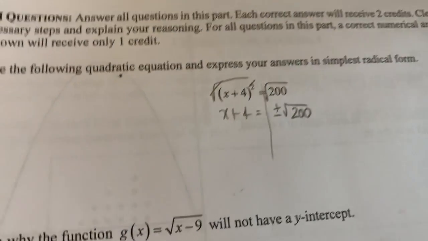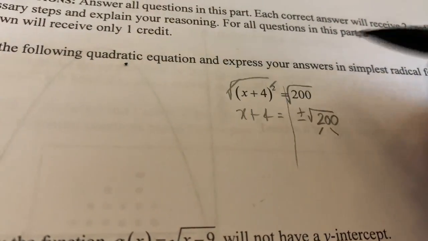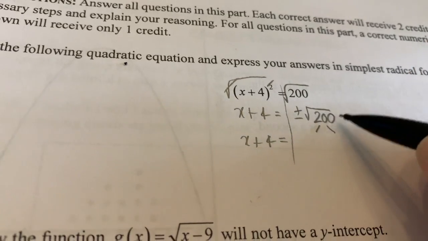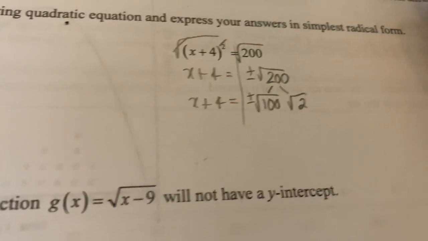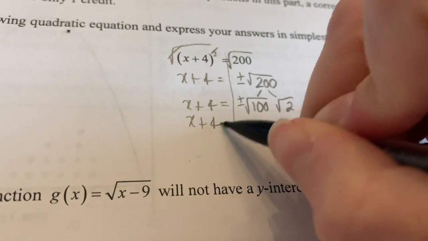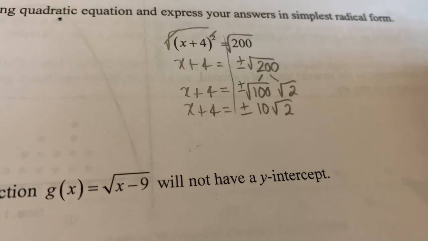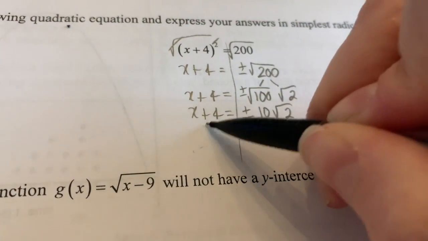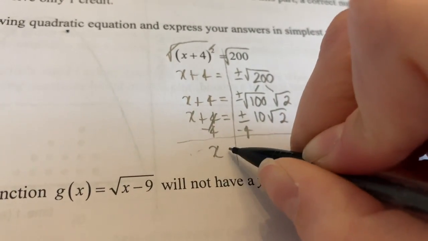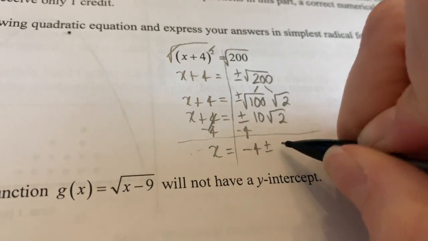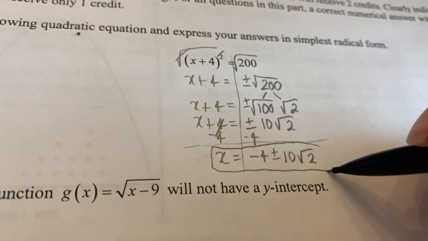Okay, so before I keep going, I'm going to simplify this quickly. I know that I can get the square root of 200 by doing the square root of 100 times the square root of 2. So this is going to give me x plus 4 is equal to plus or minus 10 radical 2, because the square root of 100 is 10, right? And now I subtract 4 from both sides, and I get x is equal to negative 4 plus or minus 10 radical 2. And that, ladies and gentlemen, is the answer.